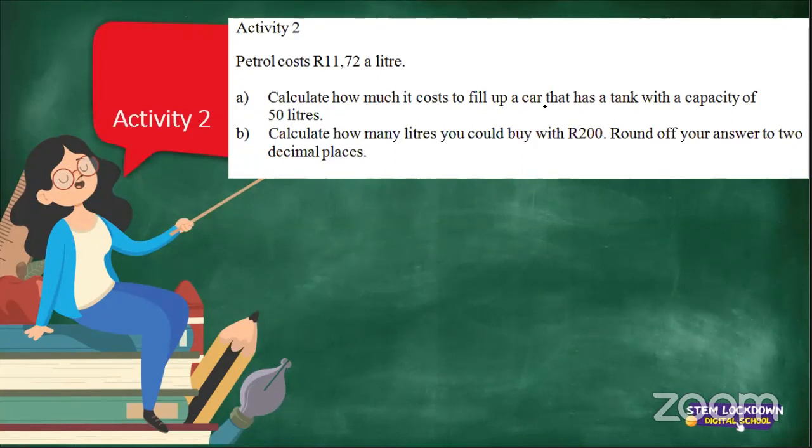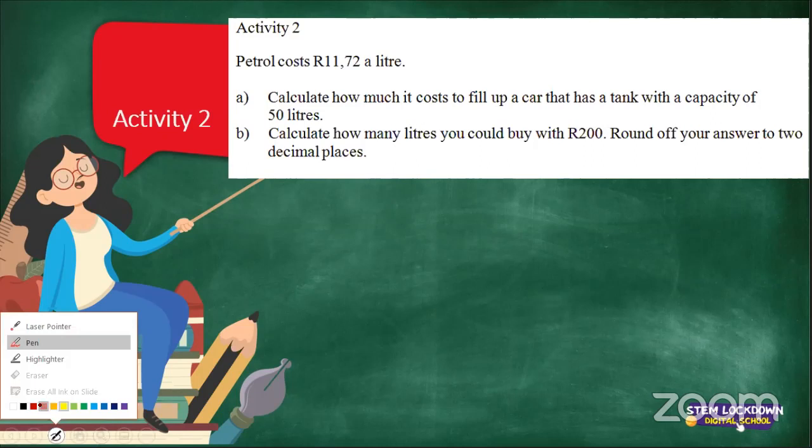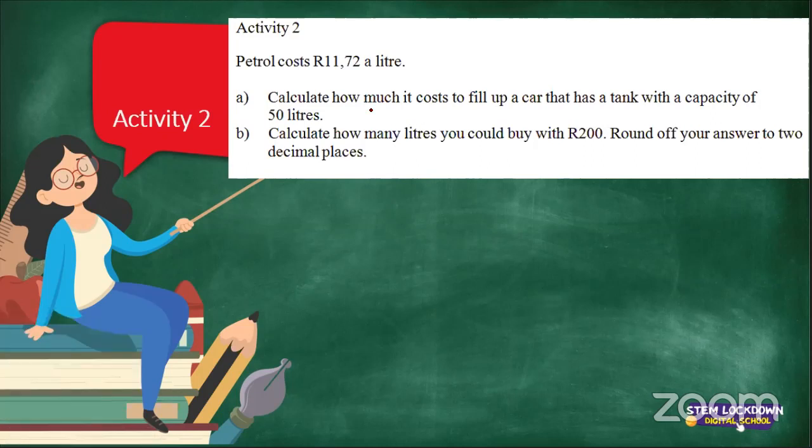Consumption rate. Remember, consumption basically comes from the word consume. It means to use. Obviously, cars also consume petrol, so this question applies to cars. Now, let us read together and analyze the question, and I'll let you do it in a few seconds. Petrol costs 11 Rand 72.